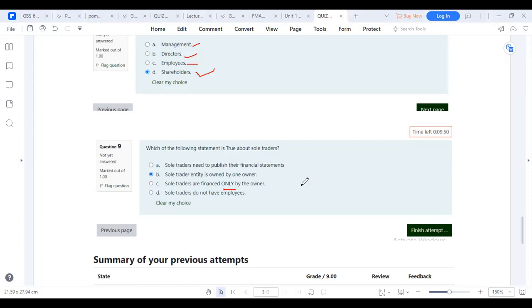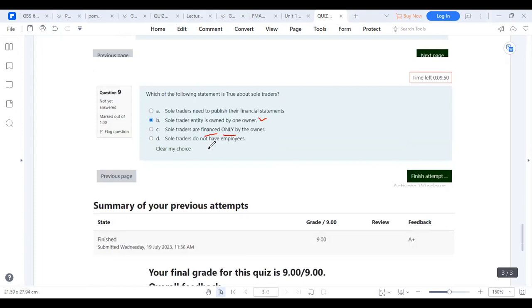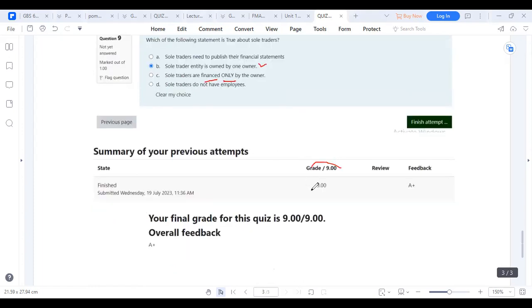Sole traders need to publish their financial statements. That's not true. Sole trader is owned by one owner. Yes, one owner. Financing can be got from friends. So that is our answer. So that is where we got 9 out of 9. Quiz 1.